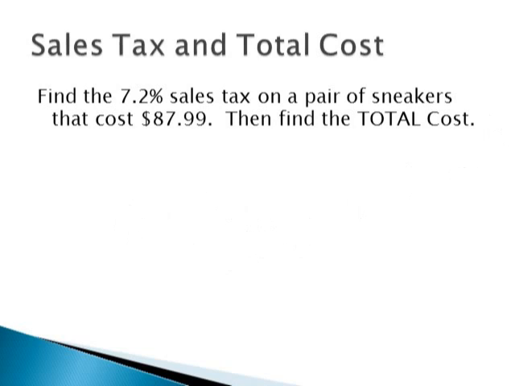So this problem says, find the 7.2% sales tax on a pair of sneakers that cost $87.99. Then find the total cost. So we have to do two things. First, we have to find the tax. And then we have to find the total cost. Just going to underline that one. So let's focus first on the tax, because that's what we have to do first.